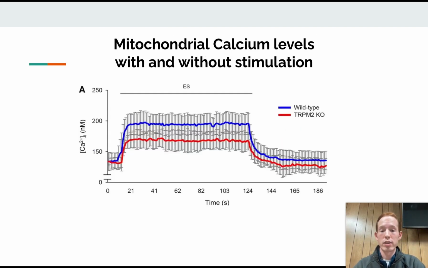This shows the same kind of results when we look at mitochondrial calcium levels. In the wild type, when they're electrically stimulated, the blue, we can see that it goes much higher, around 200, versus the red, the knockout, that when that's electrically stimulated, we're around 175, which means that in the wild type, not only are we getting more calcium in there, that means we're going to have more mitochondrial activity, which means we're going to have more switching from fast twitch to slow twitch and much more oxidative energy.